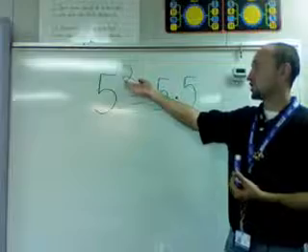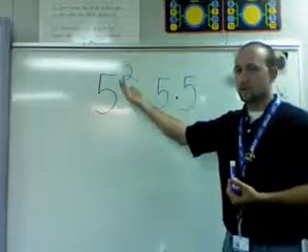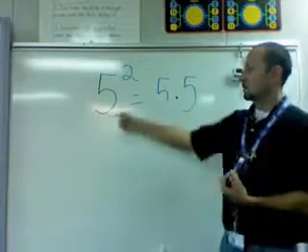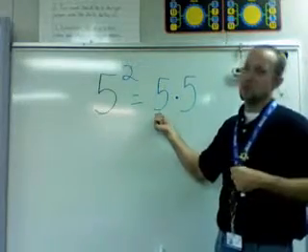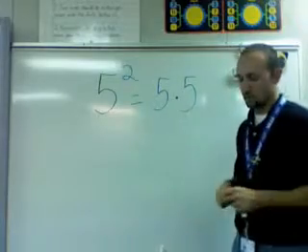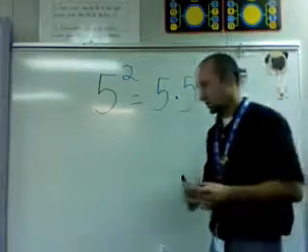If I were to change this 2 to a 3, then it would be 5 times 5 times 5. The base is always the number we're going to use, and the exponent is the number of times we multiply it by itself. Now let's look at another example.